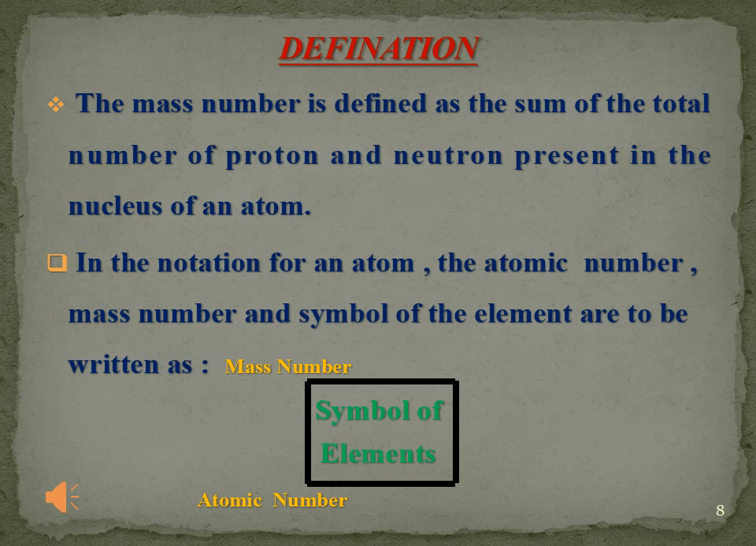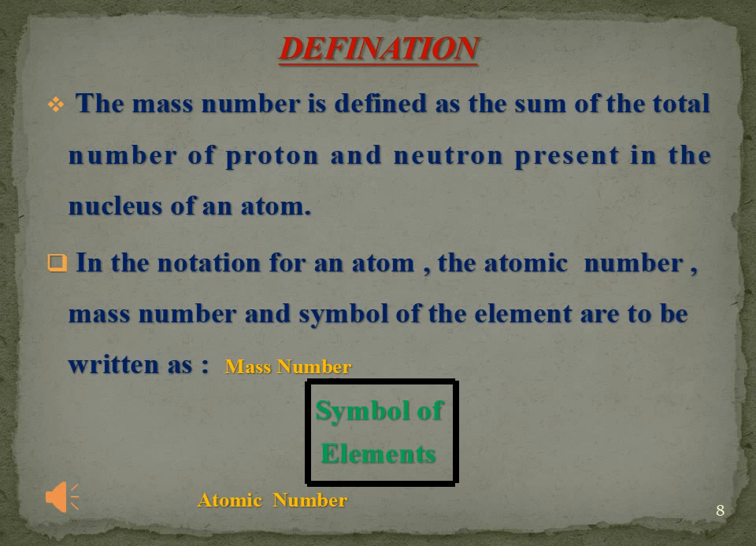Then in the upper part you need to write the mass number, and in the lower part you need to write the atomic number. Now you know what is mass number and what is atomic number. Now we'll see this notation of an atom with the help of an example. I'll give you the example of carbon. If I need to do the notation of a carbon atom, how will I be able to do it? See, first I'll write the symbol. I'll write the symbol C over there, the symbol of the element.